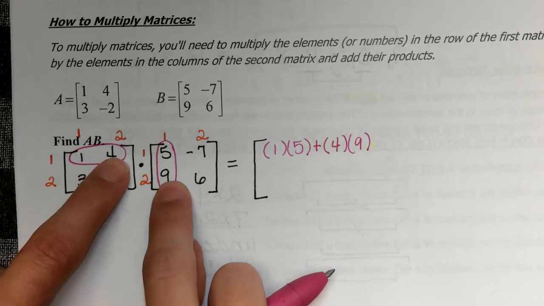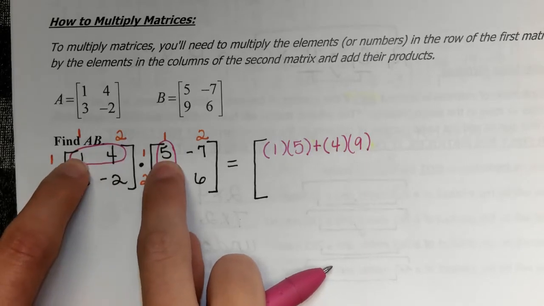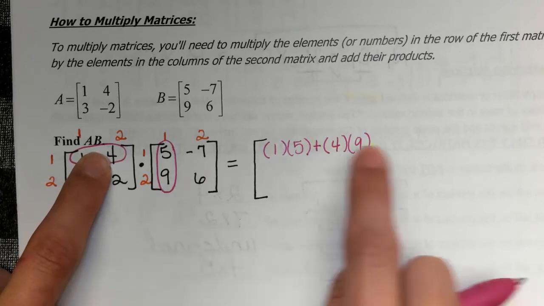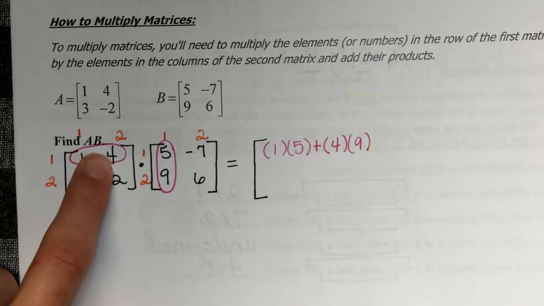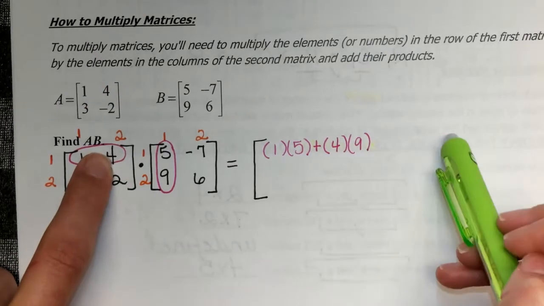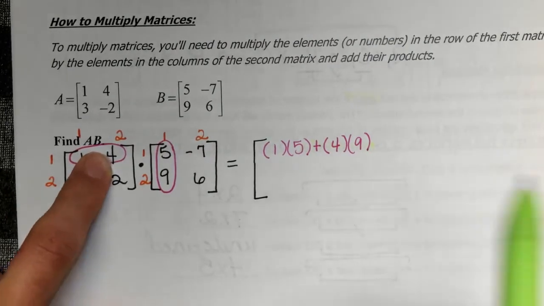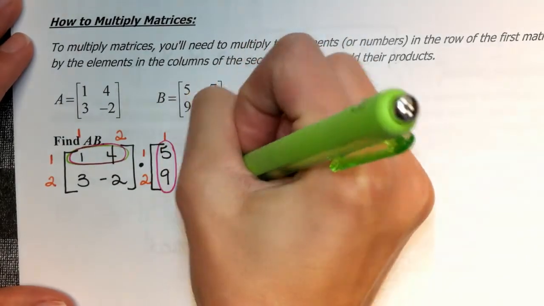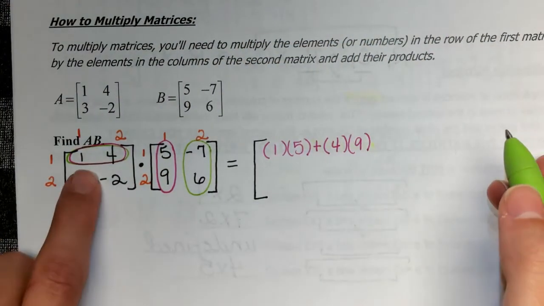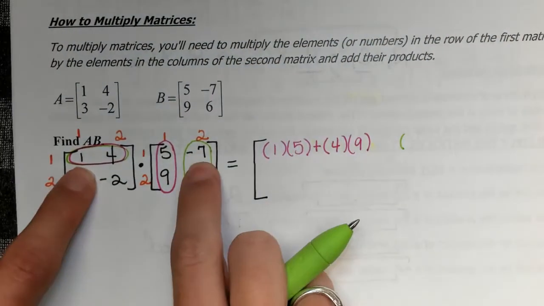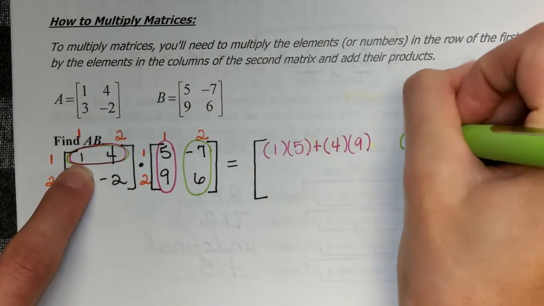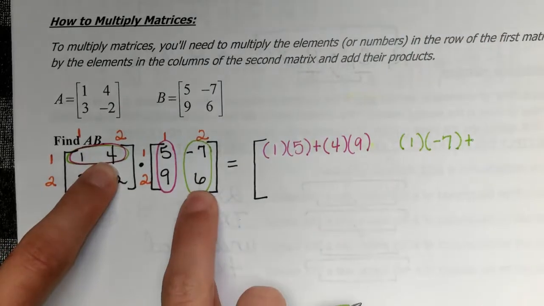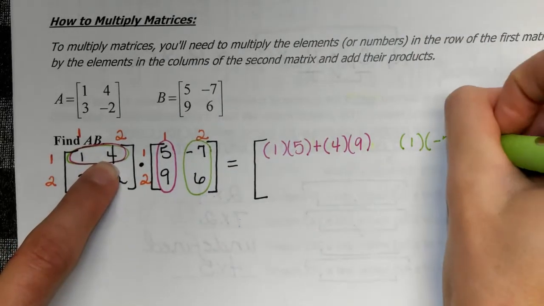So first row, first column: first number times first number, plus second number times second number. Okay? So then I need first row, second column. So I'm going to multiply first row, second column. I'm going to take first number, so 1 times negative 7, plus second number, 4 times 6.